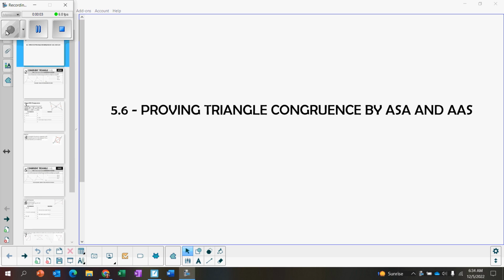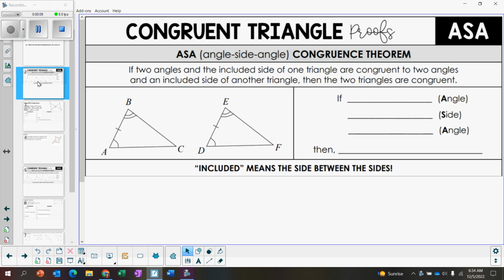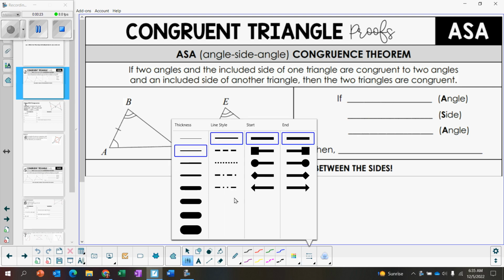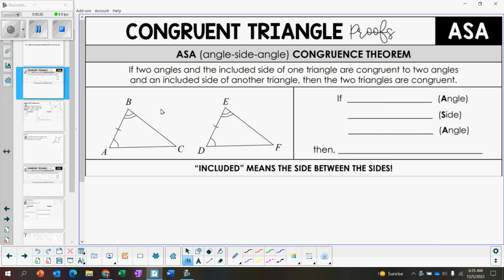This is lesson 5.6, Proving Triangle Congruence by ASA and AAS. So today we're going to talk about the last two methods to prove the triangles are congruent. The first one is called ASA, and it stands for angle, side, angle. With angle, side, angle, we're looking at two angles and the included side. Included side means the side that's between the angles.